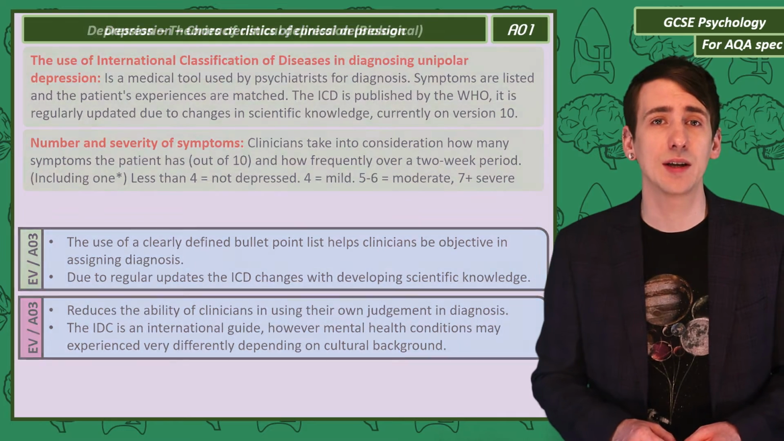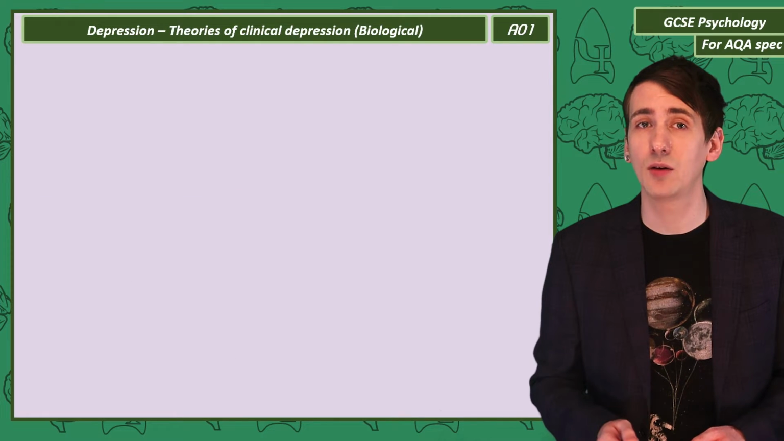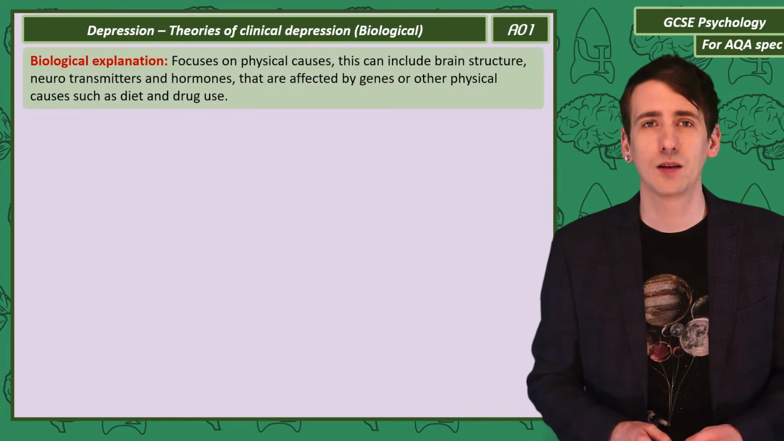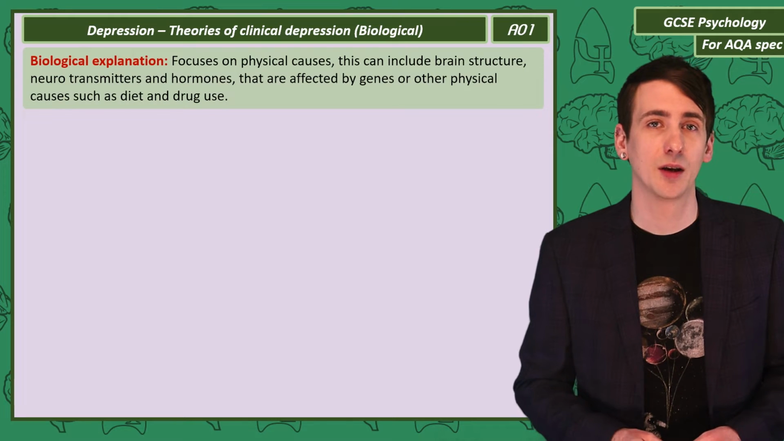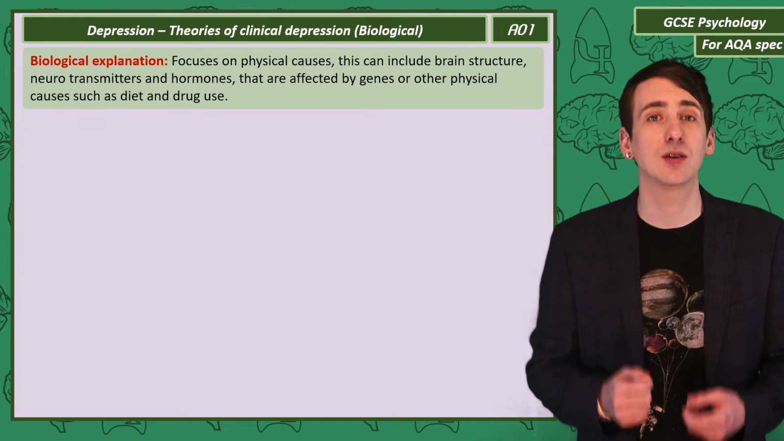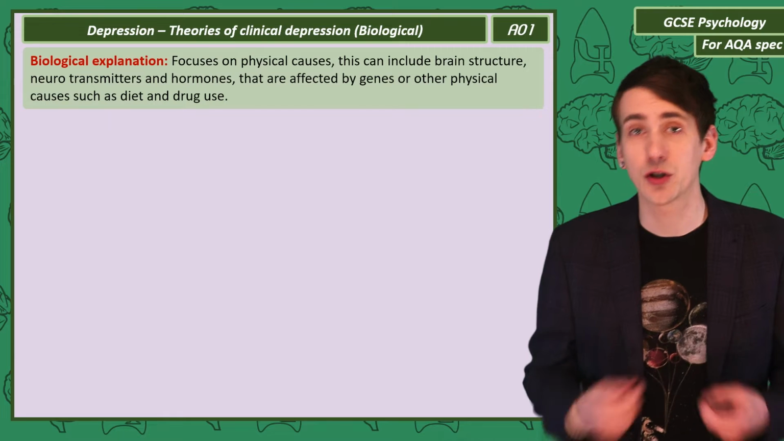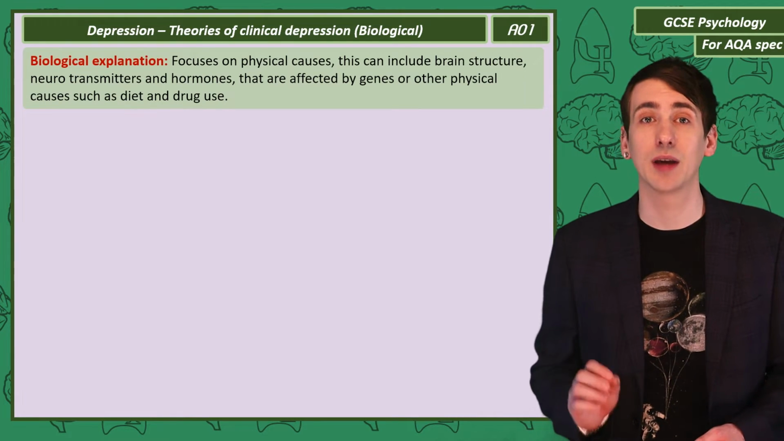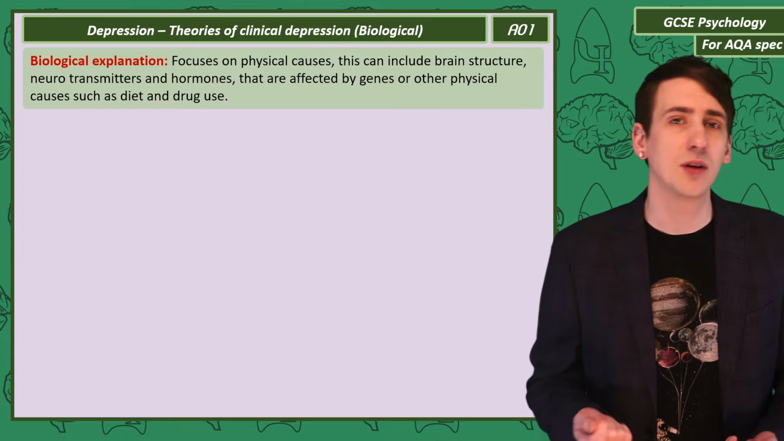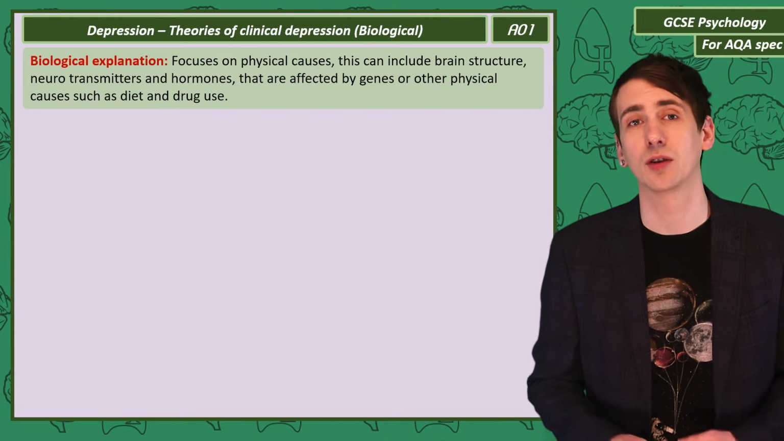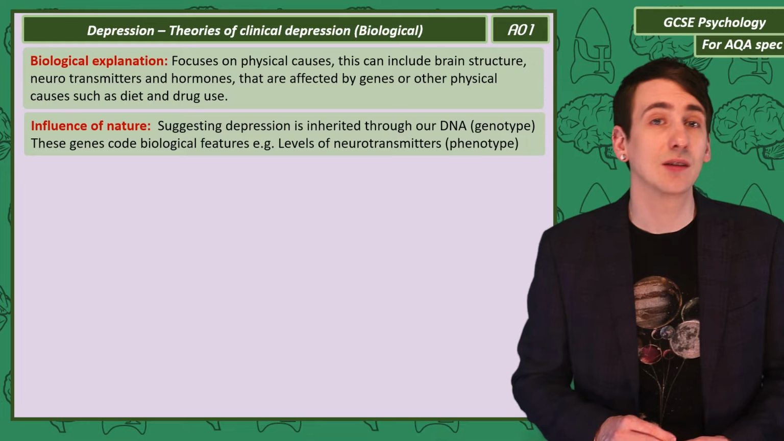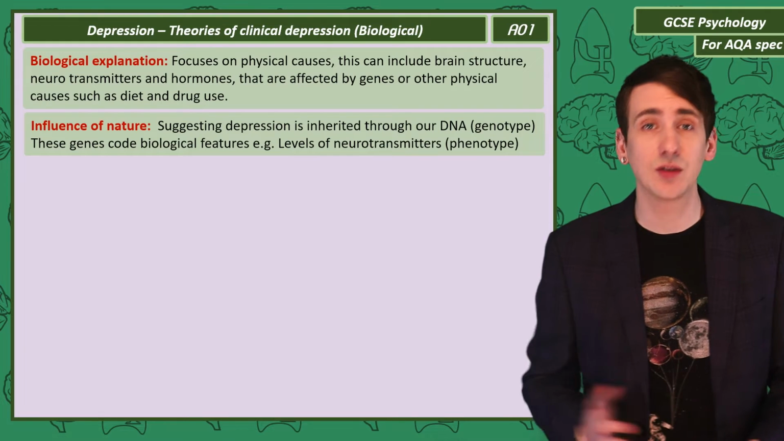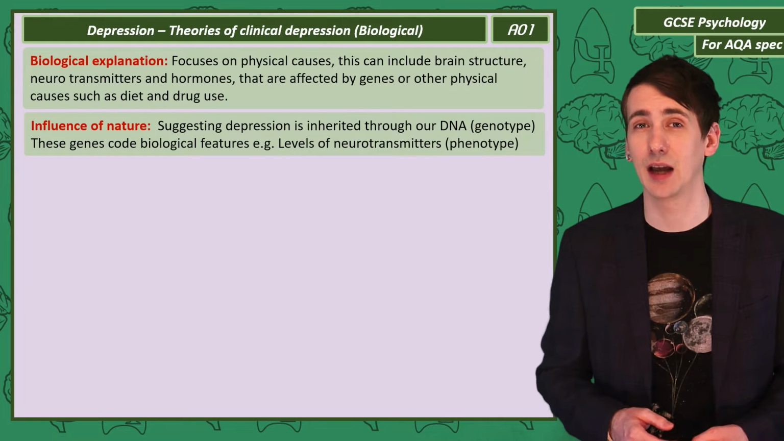Now we defined what depression is, let's look at the competing theories on what causes depression. Firstly, the biological approach. Being biological, it considers the physical causes, so brain structure, neurotransmitters, and hormones. All of those factors can be influenced by genes or physical causes like diet and drug use. Taking this approach is considering the influence of nature. This suggests that people inherit depression in their DNA.